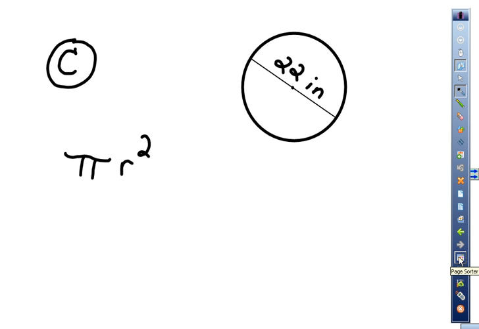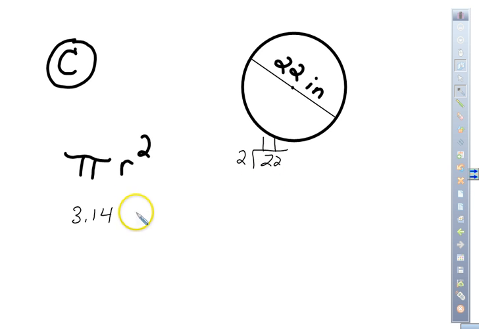Go ahead and do letter C. You can hit pause. All right. Again, what did they give us? The radius or the diameter? Well, in this case, they gave you the diameter. So you're going to have to, again, take the 22 and divide it by 2 to get 11 for the radius. So 11 squared. And now we're going to take 3.14 times, and you're going to plug in 11 times 11, which is going to equal 121.